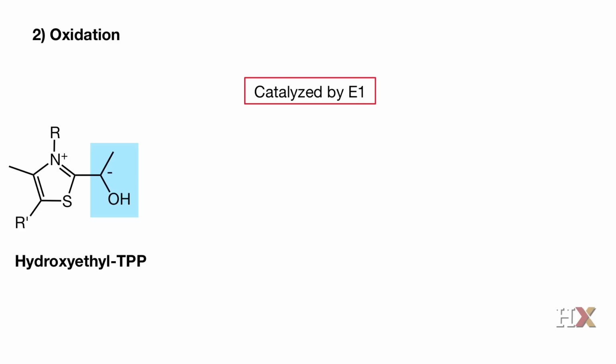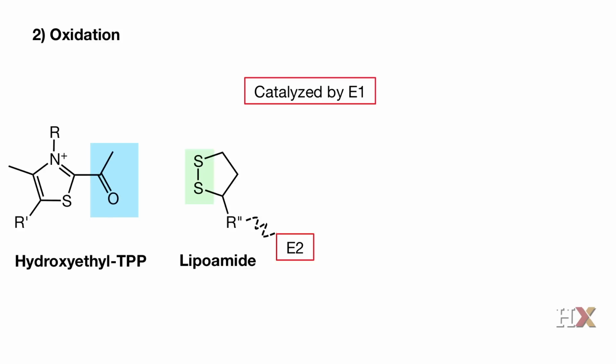The second step is the oxidation of the hydroxyethyl TPP. This reaction is once again catalyzed by E1 with the contribution of the lipoamide arm, which is bound to E2. It is the transfer of an acetyl group from TPP to the lipoamide arm.